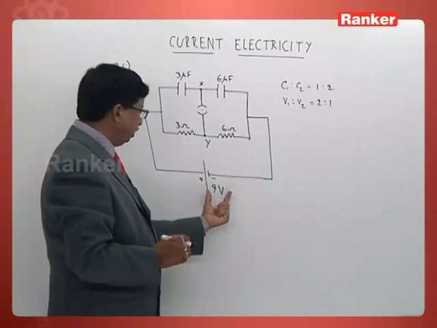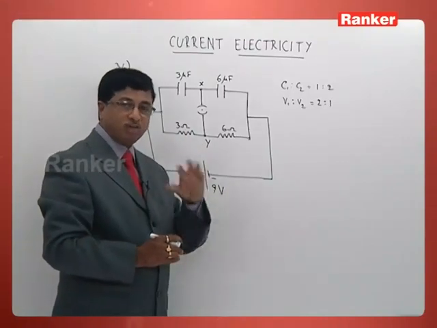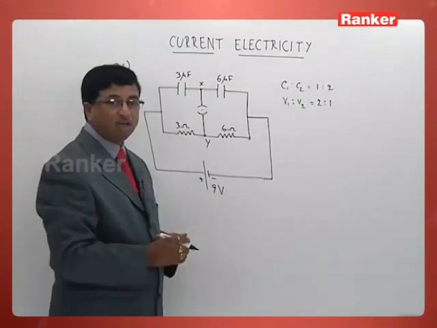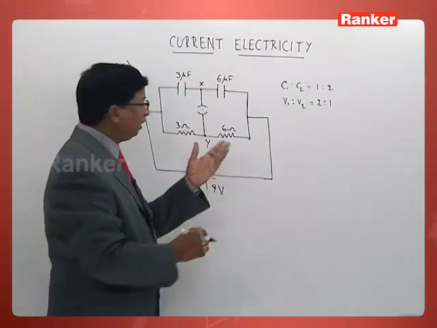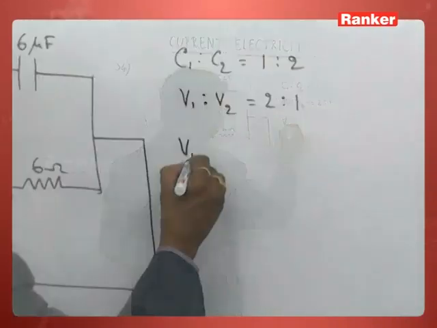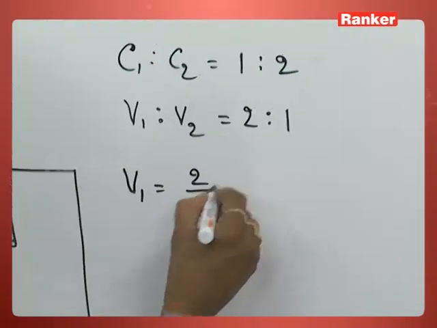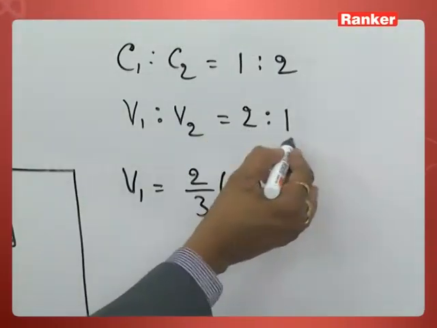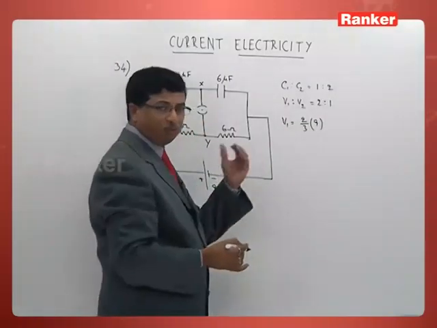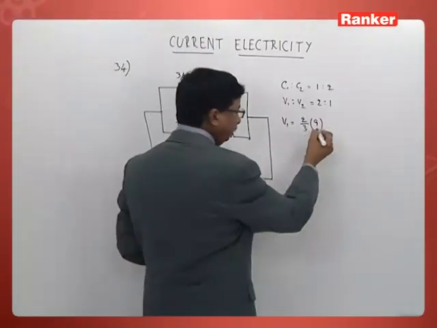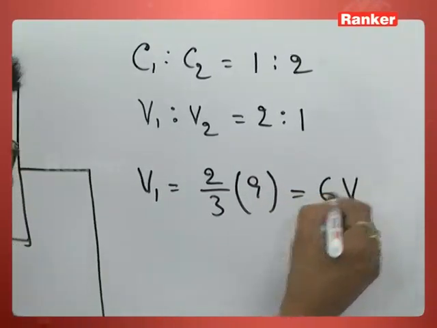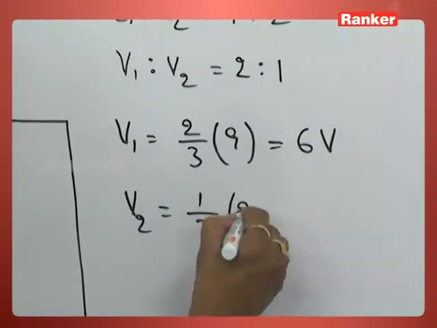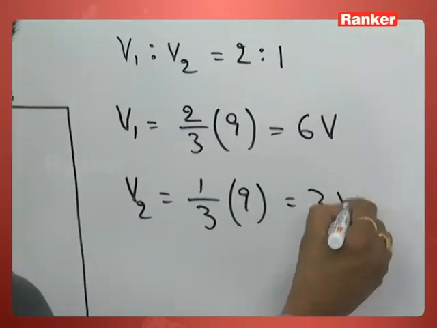This total voltage now is supposed to be distributed in this ratio across these two capacitors. So what can I write now? V1 must now be equal to 2/3 of 9 volt. Why 2/3? We can understand total 3 parts, out of which 2 are given to that. So 2/3 of 9 is now going to be 6 volt. Likewise, V2 now becomes 1/3 of 9. That again is 3 volt.